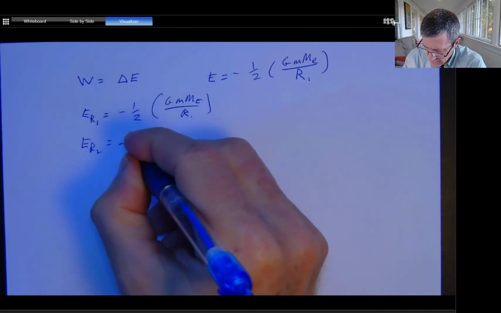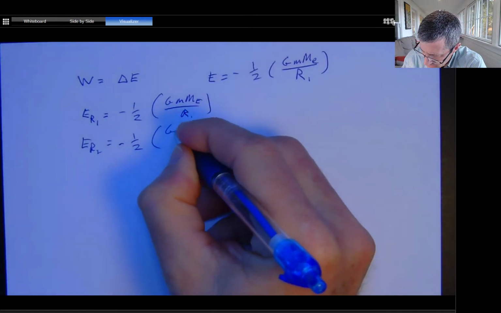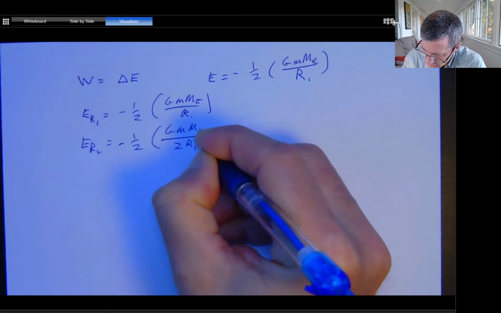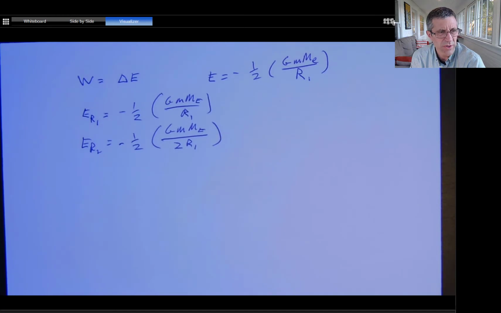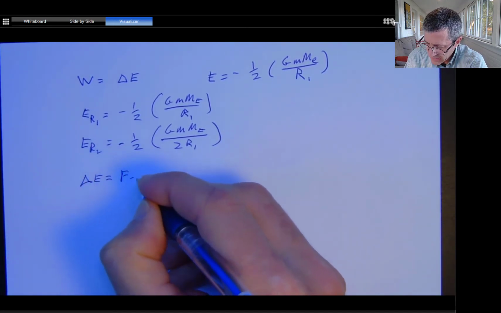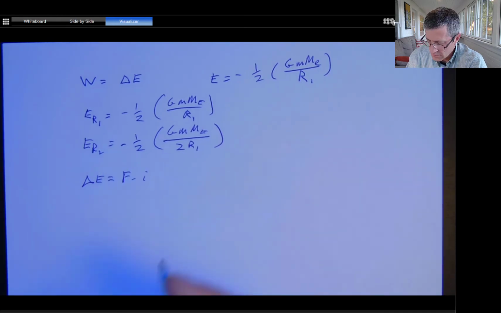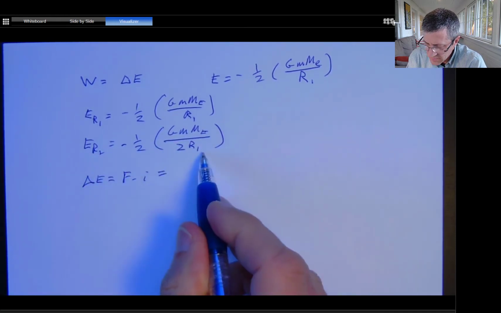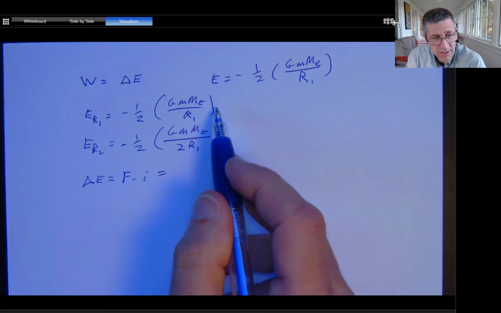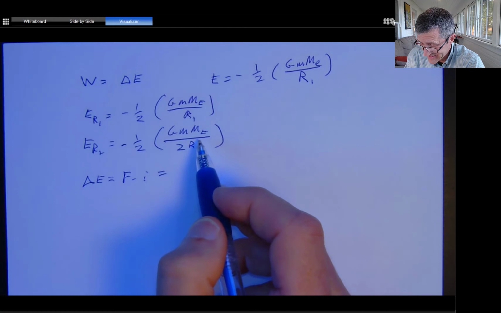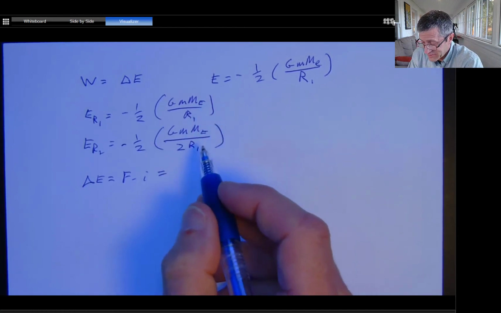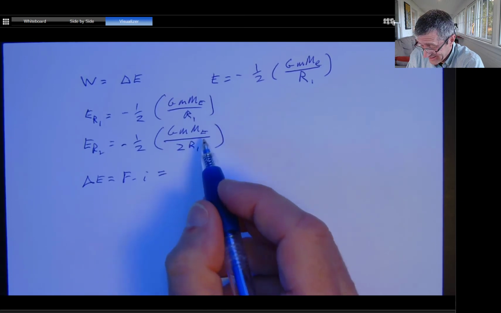So now the energy at R2 is going to be negative 1/2 G M E over 2R1, since I'm twice as far away. My change in energy is going to be my final minus my initial. So it's going to be a less negative number, so I'll end up with a positive change in energy. Hopefully that makes sense.